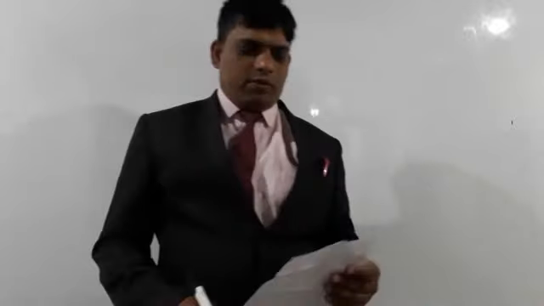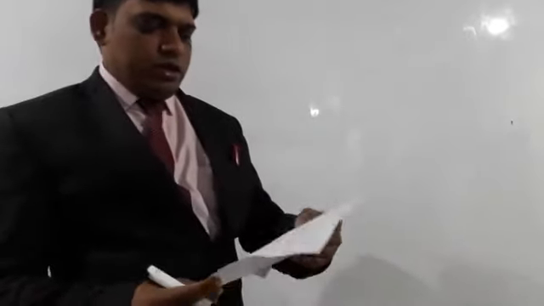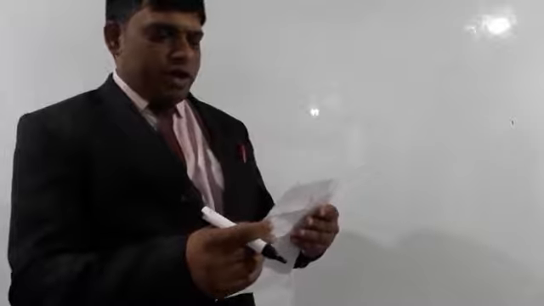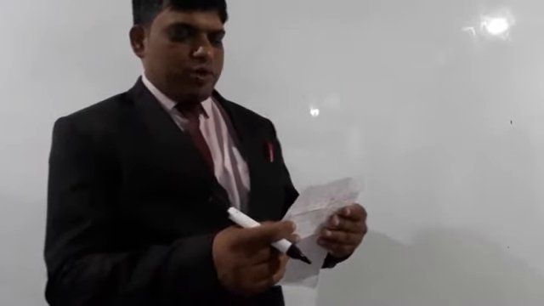Today we will discuss three questions which are related to the photoelectric effect. The first question is: in the photoelectric effect, the work function of a metal is 3.5 electron volt. The emitted photoelectrons can be stopped by applying a potential of minus 1.2 volt.